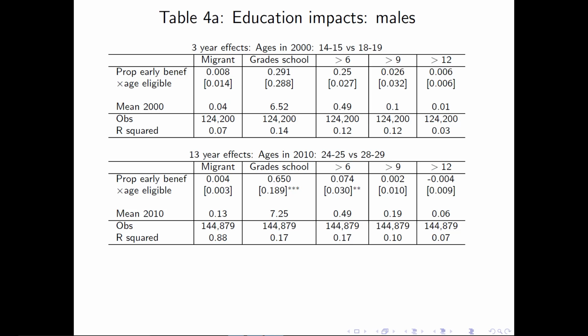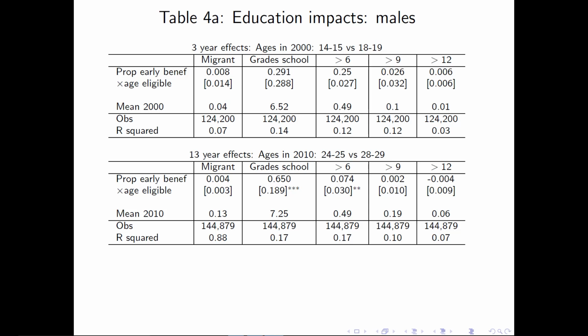So by 2010 we see large significant effects on schooling of 0.65. Why don't we see these short-term effects initially? This goes back to what I said earlier, that it takes longer for boys to accumulate additional schooling than girls because of these high failure rates.